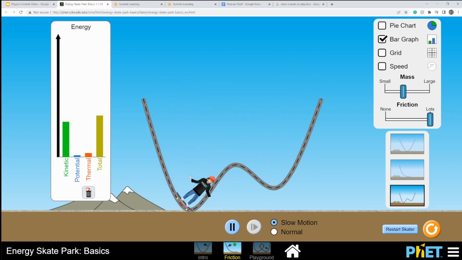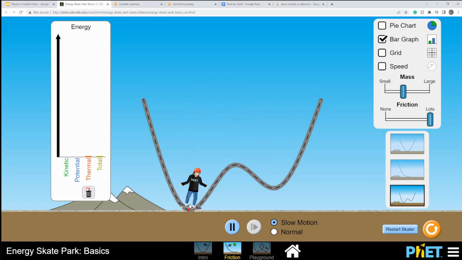But let's use friction here, right? The longer the skater is moving, the more the thermal energy increases. The longer it's going, it increases more and more. And by the time the skater comes to a complete stop, the thermal energy will be nearly the same as the total, depending on where the elevation is, right?